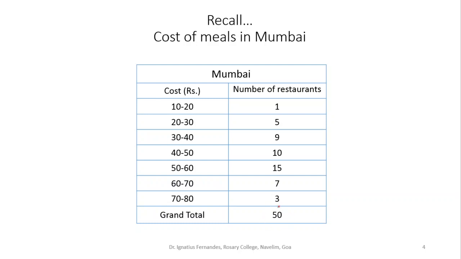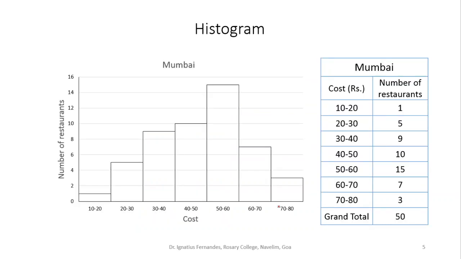So I want to put this into a histogram, say. Now the histogram will look something like this. What I do is I have an x-axis and a y-axis. The x-axis is the variable. The variable here is the cost, and the cost ranges between 10 to 80. So accordingly, I'll run this axis from 10 to 80.